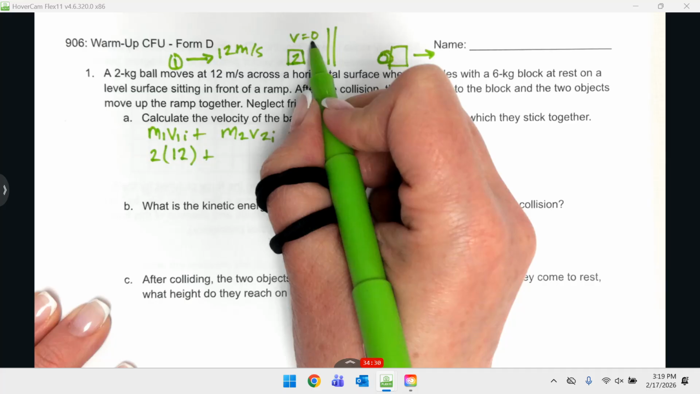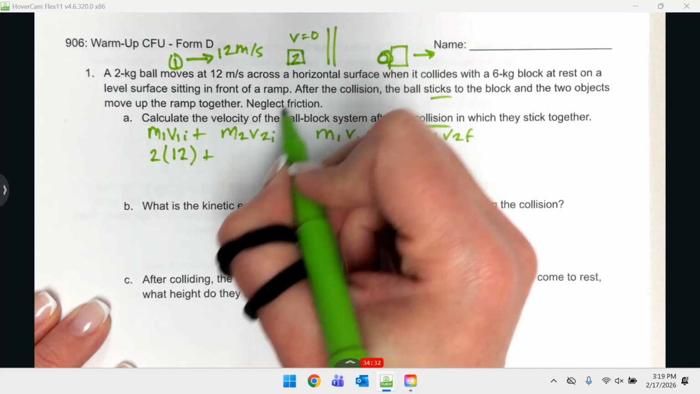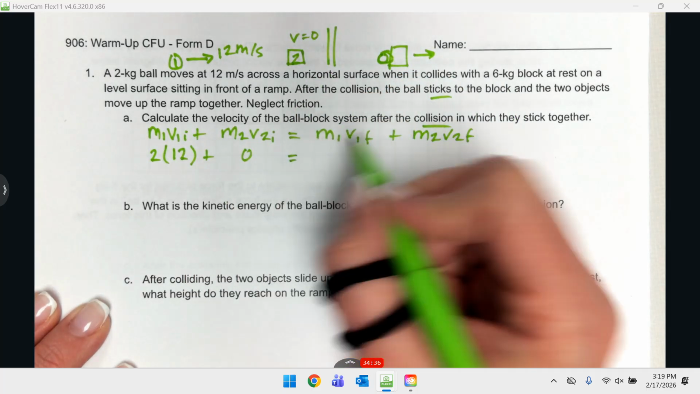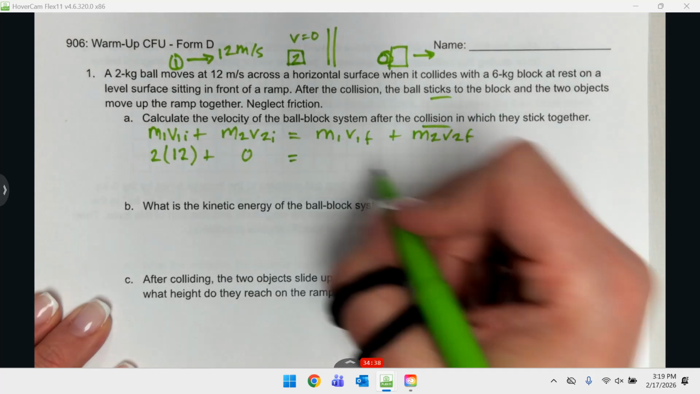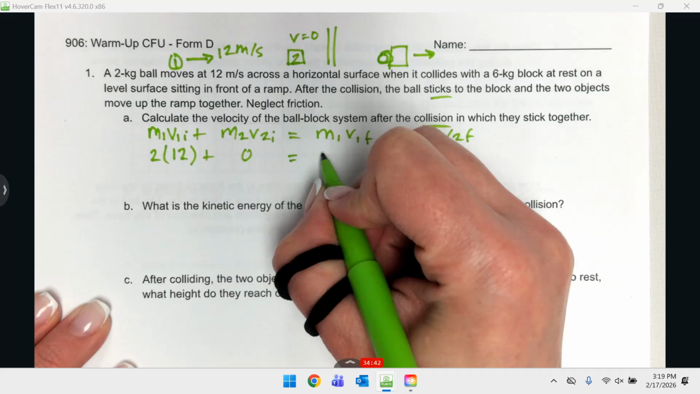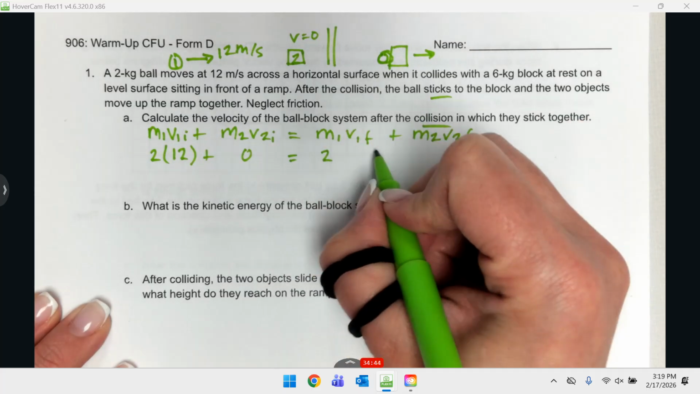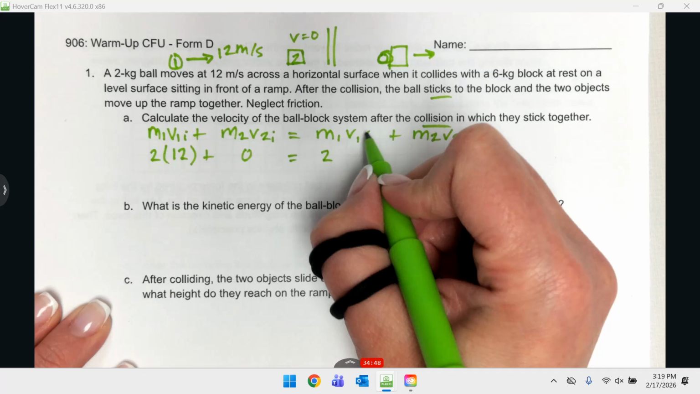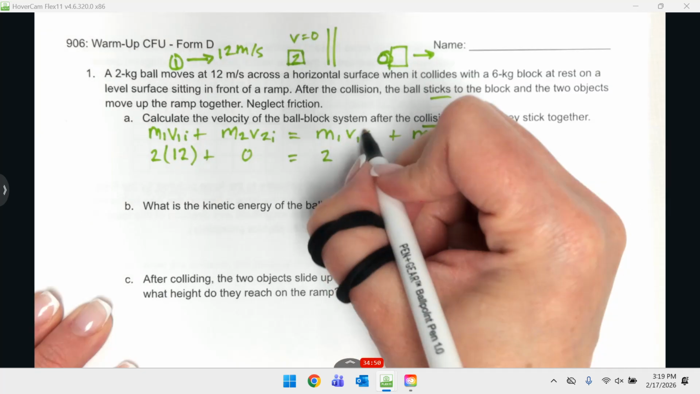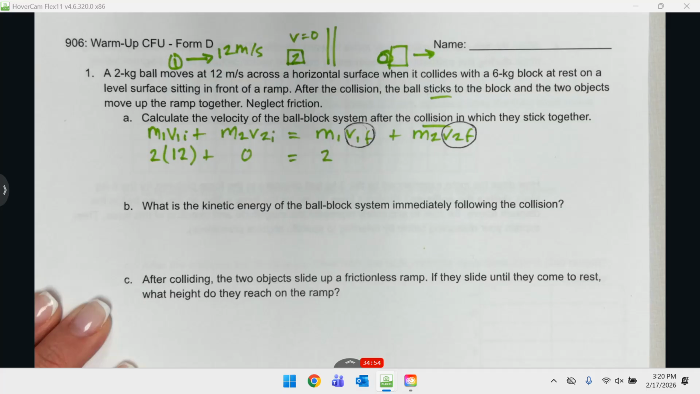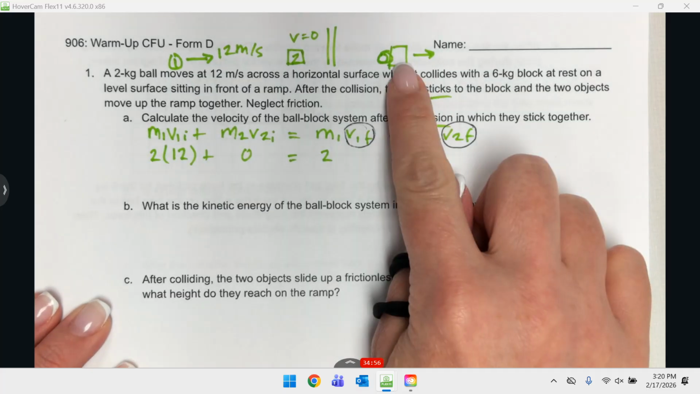This one has an initial velocity of 0. If you want, you can write 6 times 0, but 6 times 0 will be 0, so I'm just going to go straight to 0. And then over here I have my mass of my ball is 2, and we don't know how fast it's moving. That's the question. However, I do know that V1F and V2F are the same because they're stuck together.